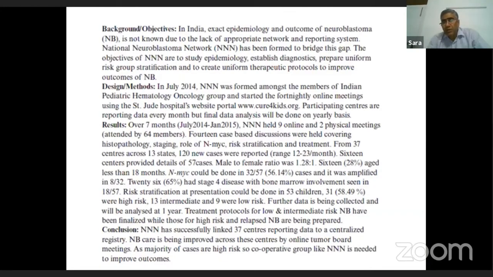The main thing which came out was 120 new cases were reported, and 57 of them could have risk stratification, and of them 32 had MYCN tested. Of them, 8 were MYCN amplified. So MYCN was not being routinely tested. Risk stratification was not being routinely done. So that's what we need to improve our standards and care in India.